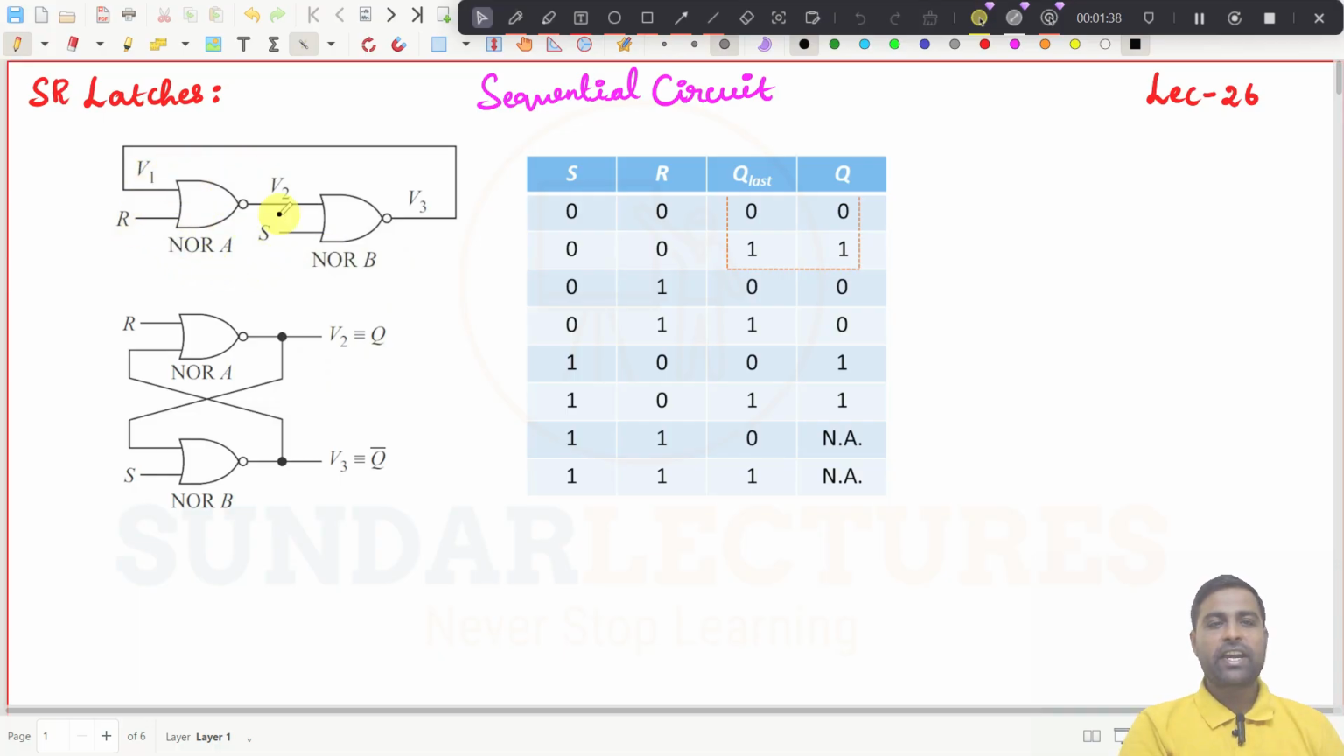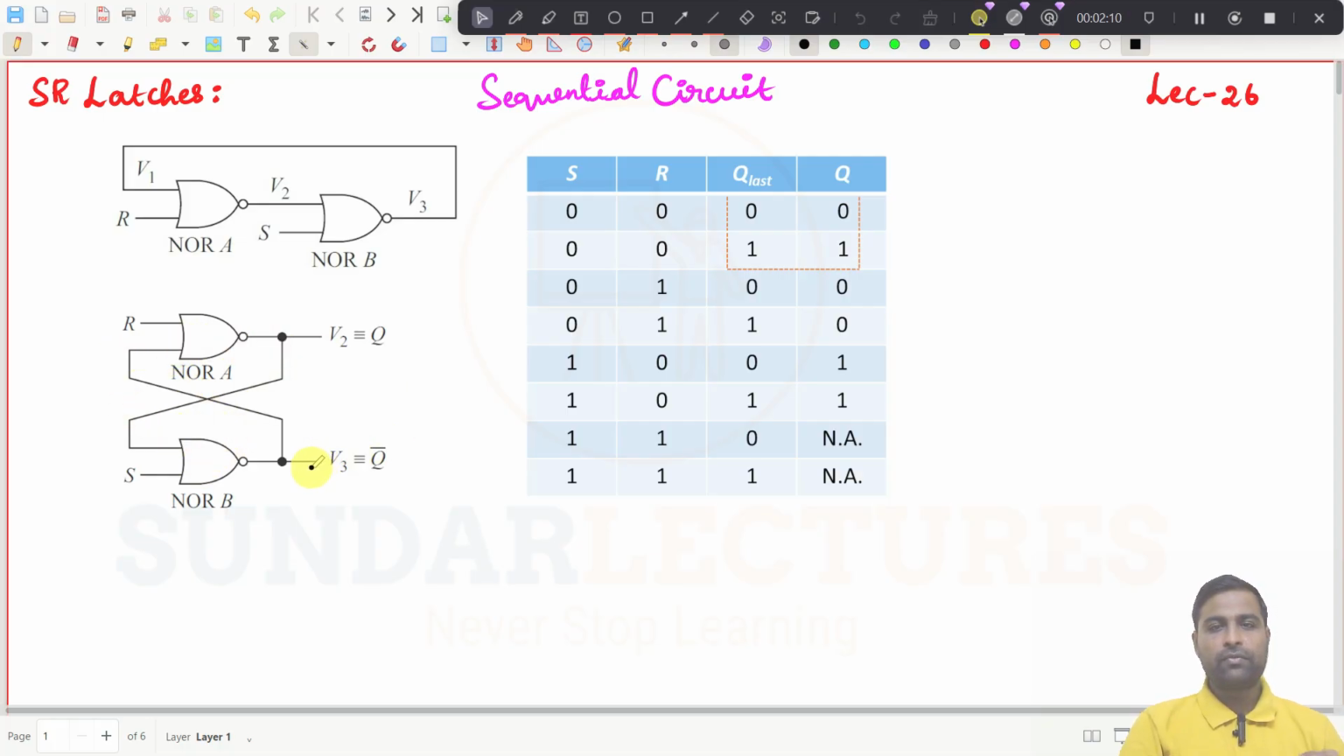See here, we have taken a NOR gate like this. This is one NOR gate and this is another NOR gate, and this output is connected to the input of the first NOR gate. Now, if you give any input here, the output also depends on the previous output, because the previous output has been given as input here. This circuit is redrawn here like a feedback.